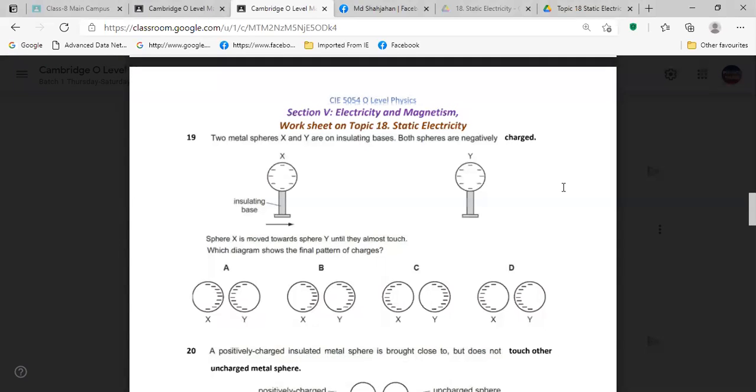Two metal pairs X and Y are on insulating bases. Both pairs are negatively charged. Pair X is moved towards pair Y until they almost touch. Which diagram shows the final pattern of charges? Now you can get it, right? Both are negatively charged, right? If they are brought closer, what will happen to them? They will repel. Then which one is most appropriate here?